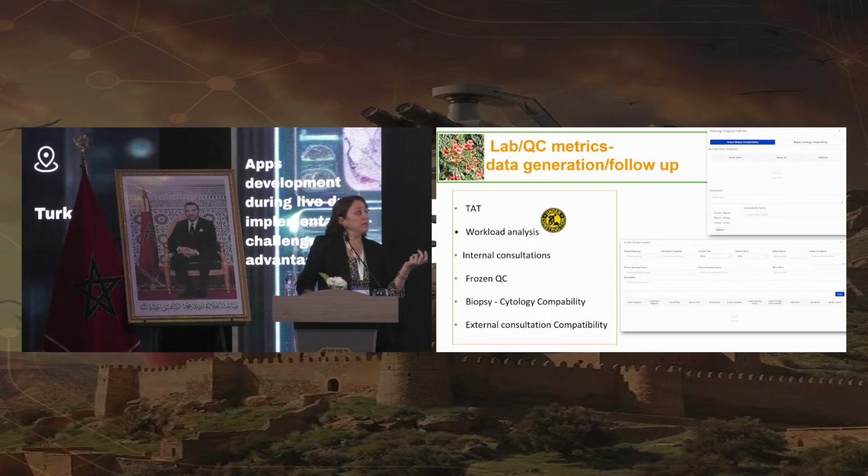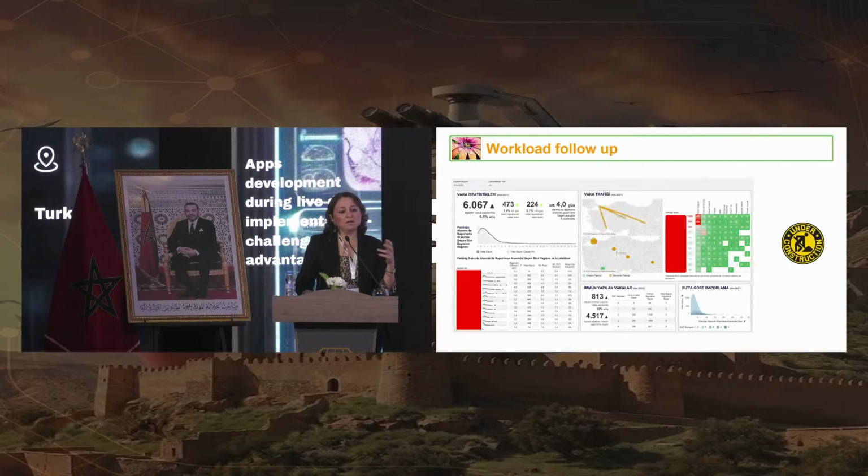And for the lab and QC metrics, data generation and follow-up is possible with Apples: turnaround times, workload analysis, internal and external consultations, and differences in the diagnosis in the external consultation cases, for example, frozen QCs. We have the time and accuracy. Biopsy cytology compatibility things are managed from the data, but there are things going on for development. They are under construction. And this is my dream. It was done 3 years ago, and I'm waiting for the updates. I cannot use this for now, but I will.